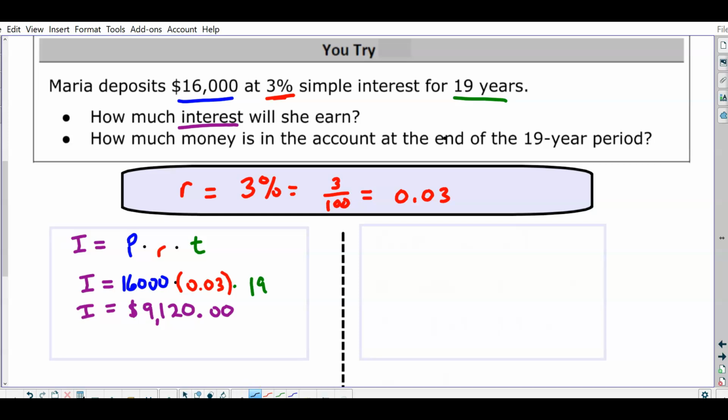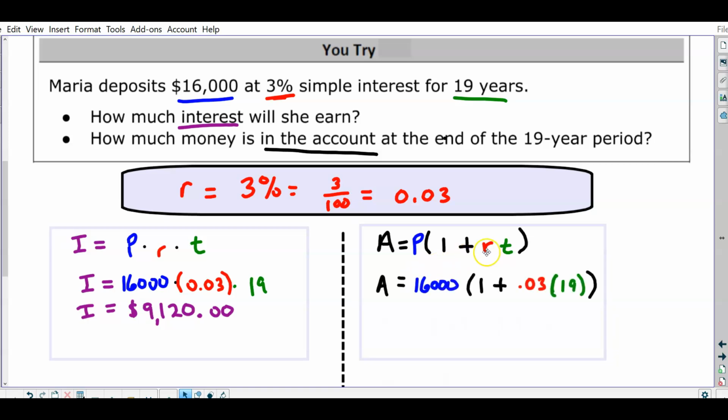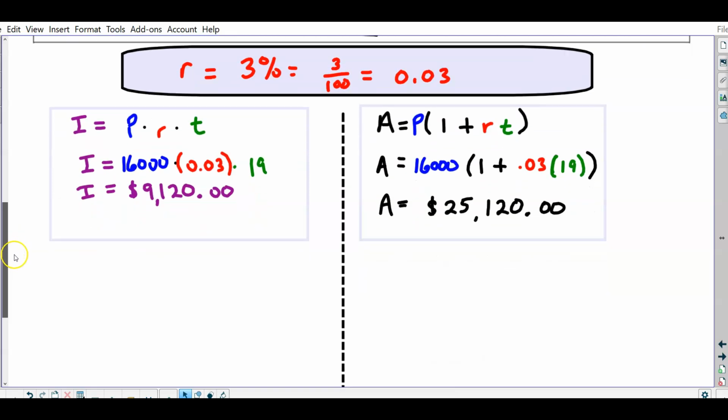The other question says how much was in the account. So in the account, this is why we're doing the A formula. So this should be how much is in the account. P times 1 plus R times T. And if you set that one up, this one is using 16,000 times parentheses 1 plus 0.03 times 19. Again, you get your calculator to multiply first, then add the 1, and then multiply the 16,000. If you type it in with the parentheses, you should have got 25,120, which is the correct answer.